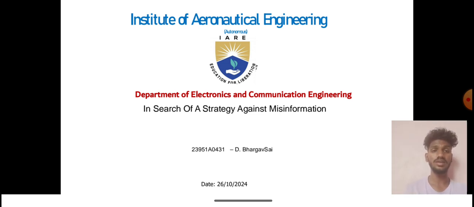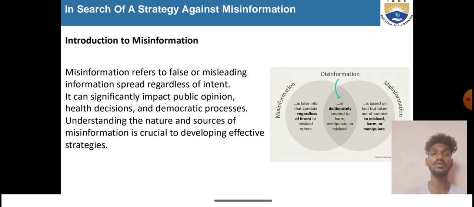Now we will discuss the introduction to misinformation. Here we will discuss the introduction of the topic and what misinformation is.